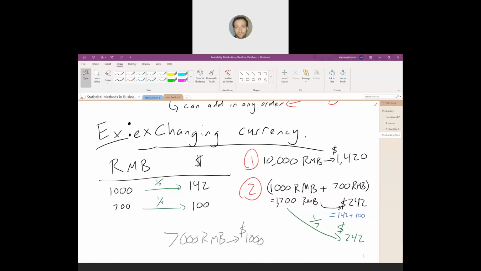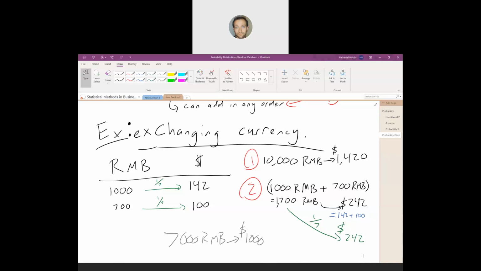If I add them together first, and so now I give you 2,000 renminbi, and you go and exchange it at the bank, how many US dollars do you have? 142. I give you 2,000 renminbi. You come back with $142? 284. Good job.